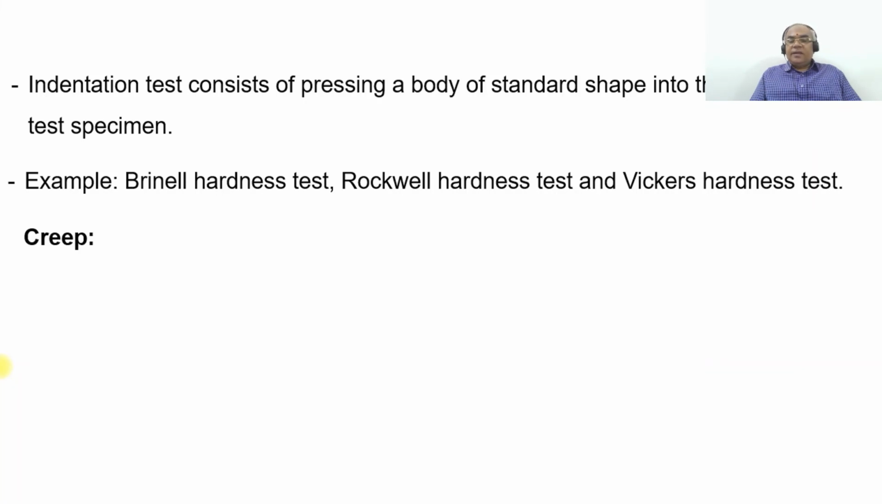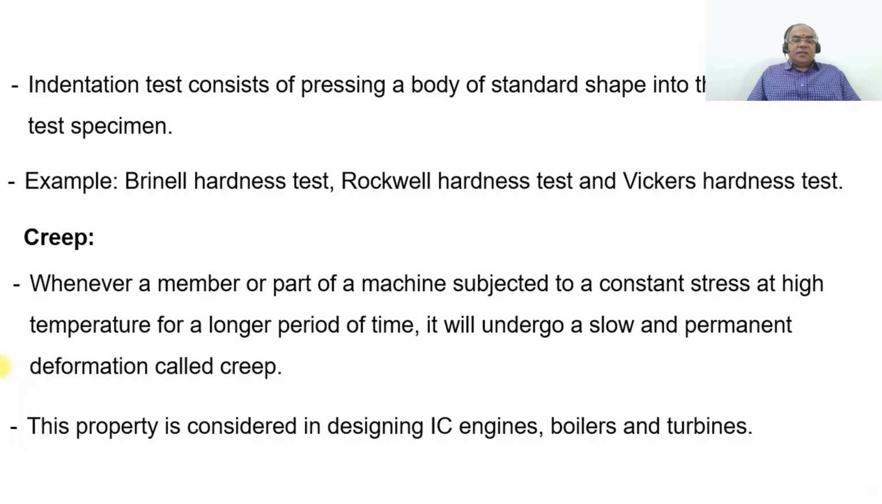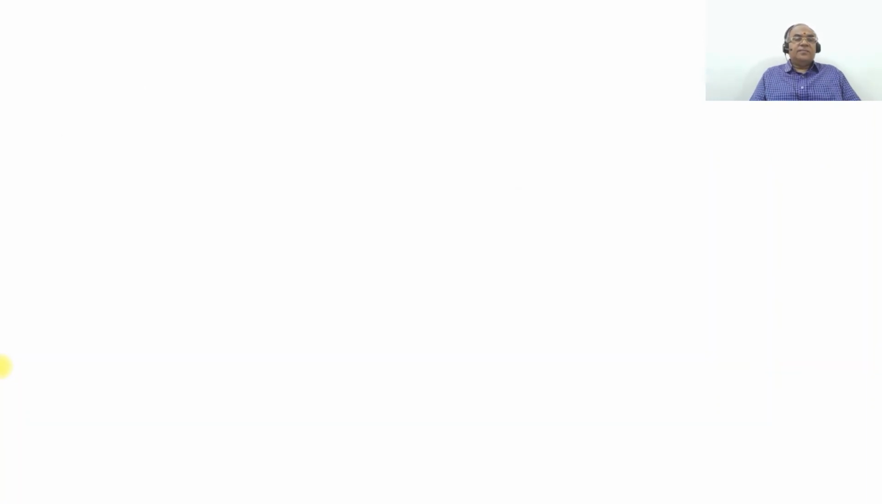The next one is creep, which relates to temperature. When a member or a part of a machine is subjected to a constant stress at high temperature for a longer period of time, it will undergo a slow and permanent deformation, which is called creep. This property is considered while designing IC engines, boilers, and turbines.